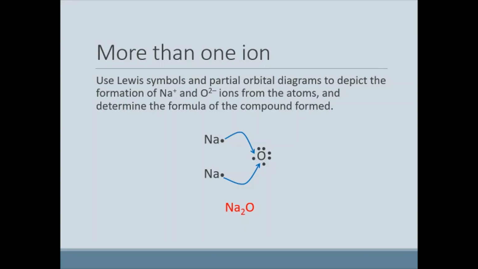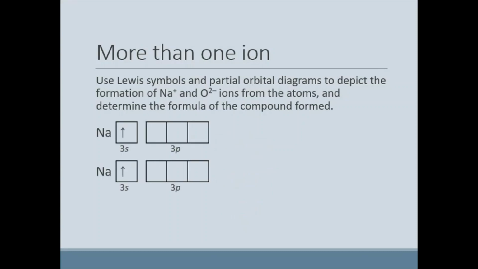and this is the reason why you have to have 2 sodiums for every 1 oxygen. This is why you have to have 2 of your pluses for every 1 of your 2 minuses. And so same idea if we have arrows instead of dots.